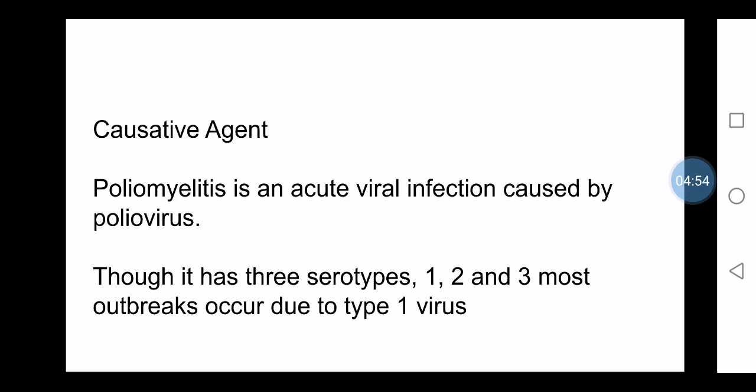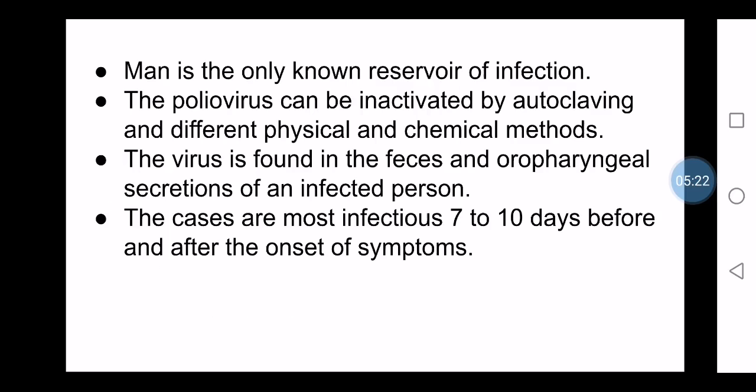So let us see what the causative agent is and what the features of the causative agent are. Poliomyelitis is an acute viral infection caused by poliovirus. It has three serotypes: serotype 1, serotype 2, and serotype 3. But most outbreaks occur due to the type 1 virus. So it is caused by poliovirus, and mainly by poliovirus type 1. Man is the only known reservoir of infection. Only man will be affected. He is the only reservoir of the infection.